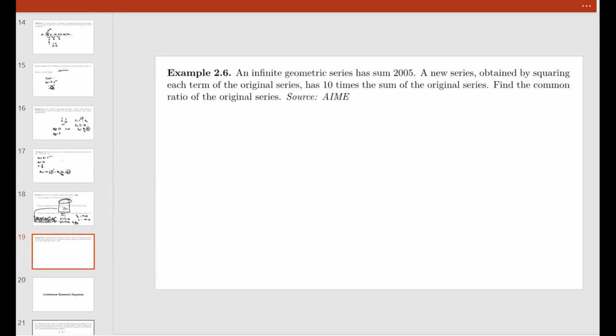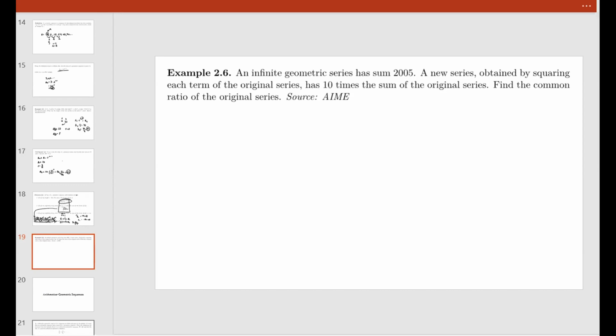So now we have this example. An infinite geometric series has sum 2005. A new series obtained by squaring each term of the original series has 10 times the sum of the original series. Find the common ratio of the original series.